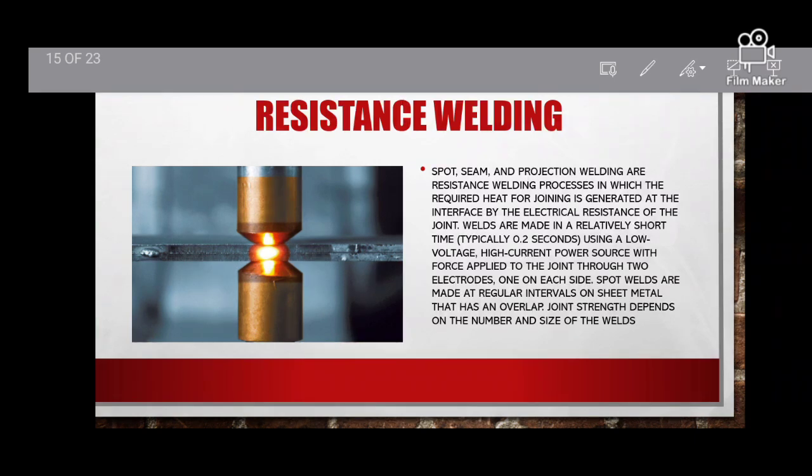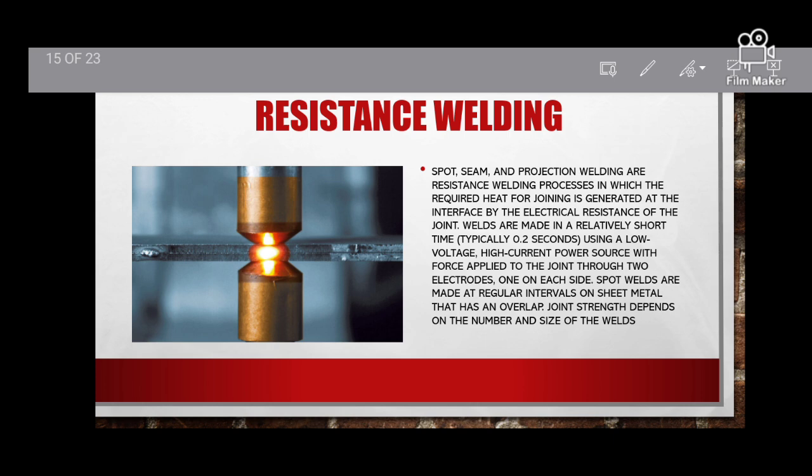Resistance welding. Spot, seam, and projection welding are resistance welding processes in which the required heat for joining is generated at the interface by the electrical resistance of the joint. Welds are made in a relatively short time, typically 0.2 seconds, using a low voltage, high current power source with a force applied to the joint through the electrodes, one on each side.